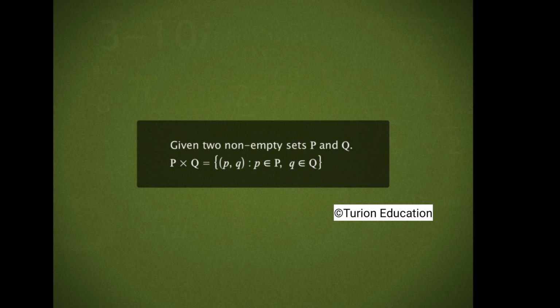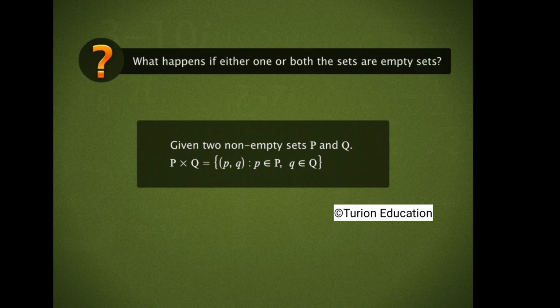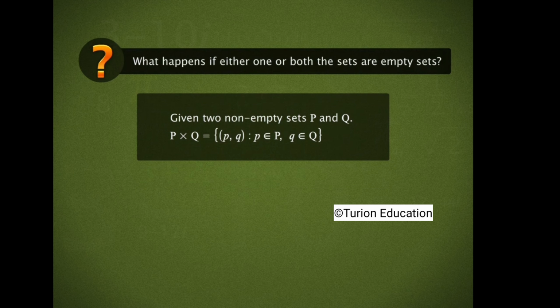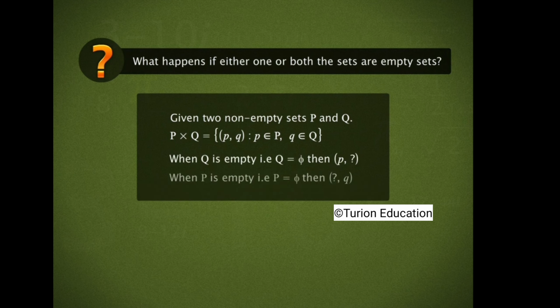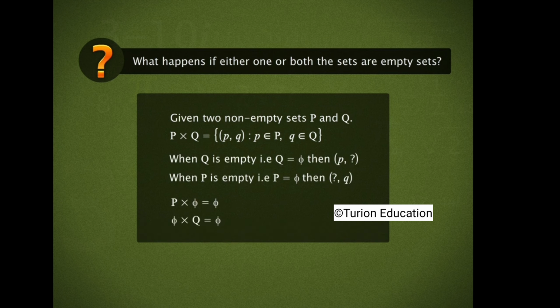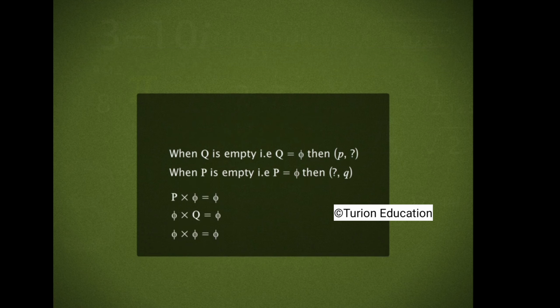Let us see the definition of Cartesian product of two sets, P and Q, once again. According to the definition, both the sets P and Q are non-empty sets. What if either one or both the sets in consideration are empty? Consider the case when Q is empty. We do not have the set to give us the second element of the ordered pairs. And similarly, if P is empty, then we do not have first elements of ordered pairs. So if either P or Q is a null set, then P cross Q will also be a null set phi. Same holds true when both P and Q are empty.